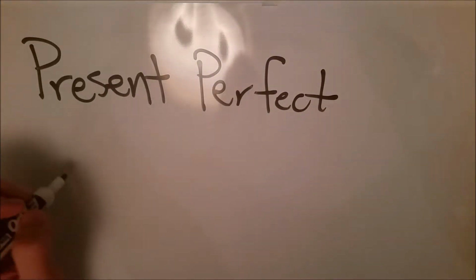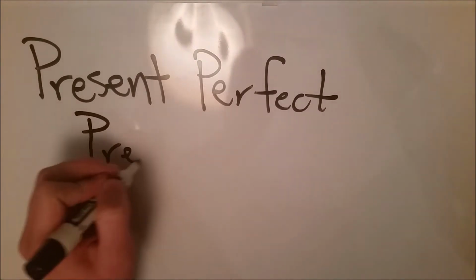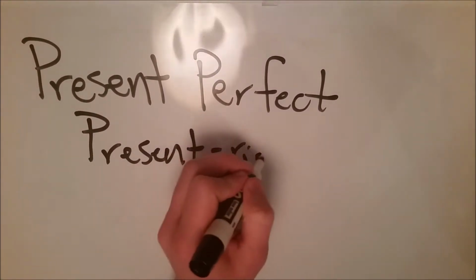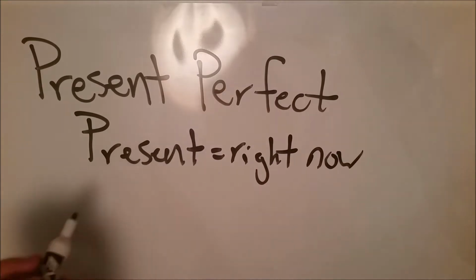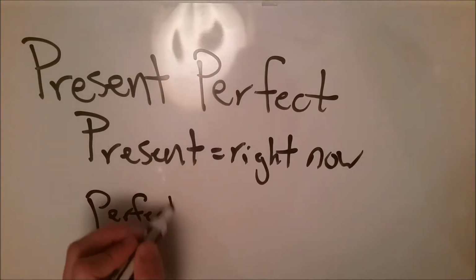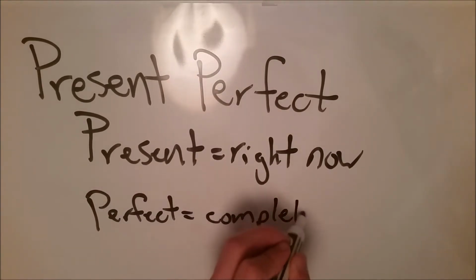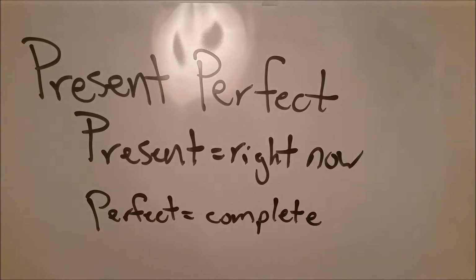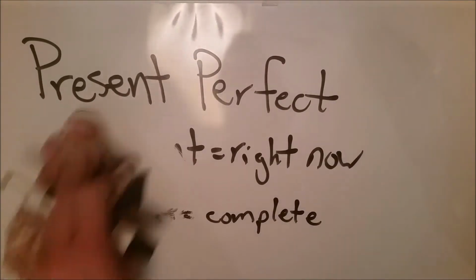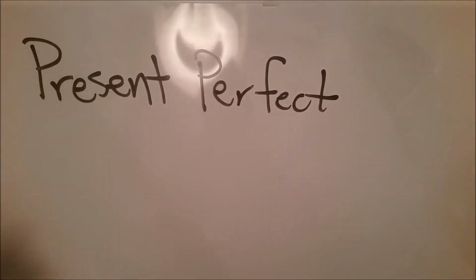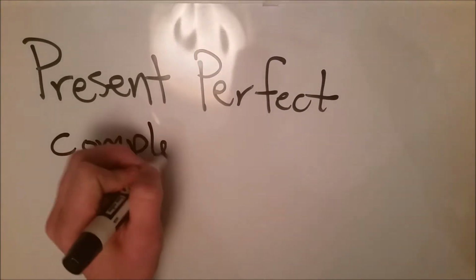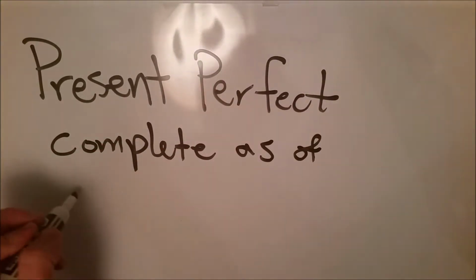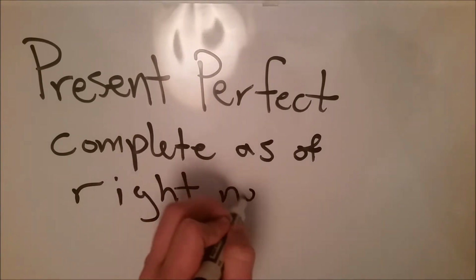If we take each part apart, we get present, which in the grammar sense means right now, and perfect, which means complete. So for the Passé Composé, it's events that take place in the past that usually have a specific beginning and an end and are complete as of right now.